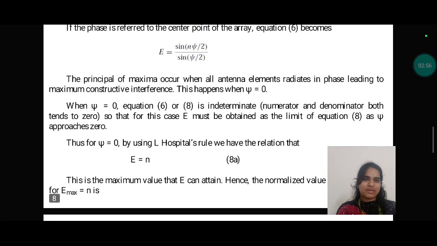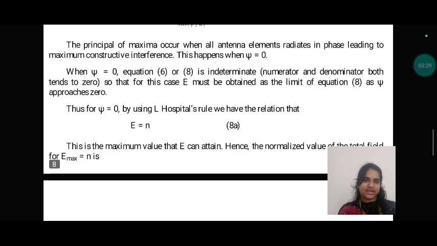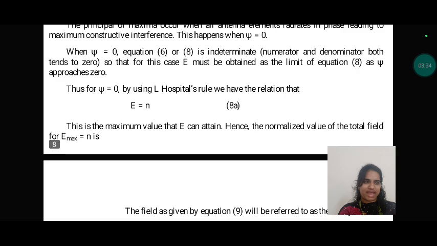The principal maximum occurs when the antenna elements radiate in phase, at the maximum constructive interference. This happens when psi equals 0. In equation 8, the numerator and denominator both tend to 0, so E must be obtained as a limit as psi approaches 0. Thus for psi equal to 0, using L'Hospital's rule, we get E = n. This is the maximum value E can attain.